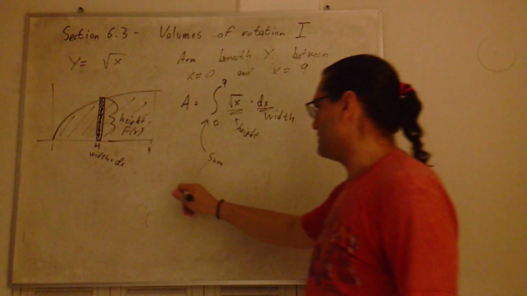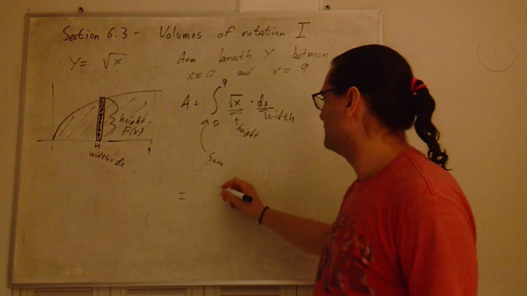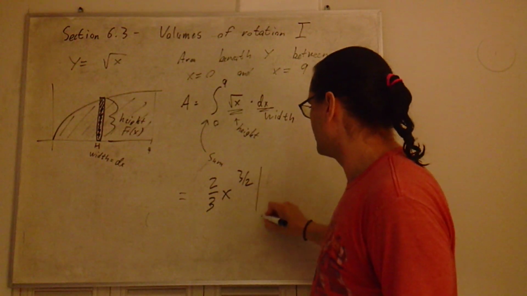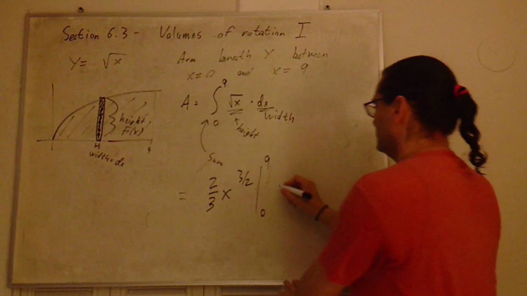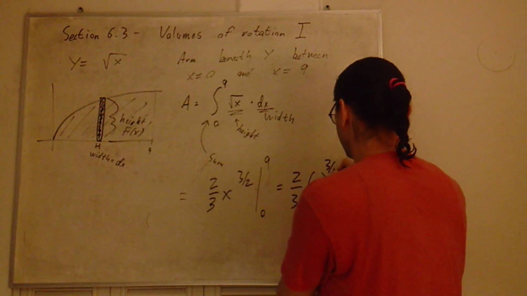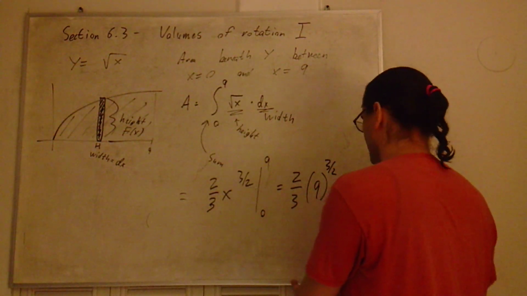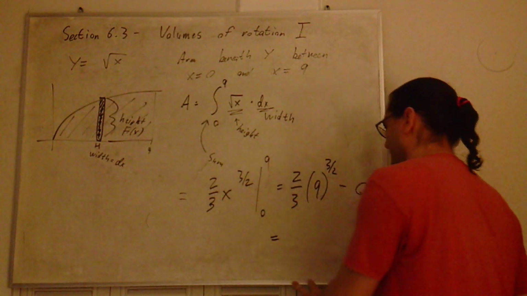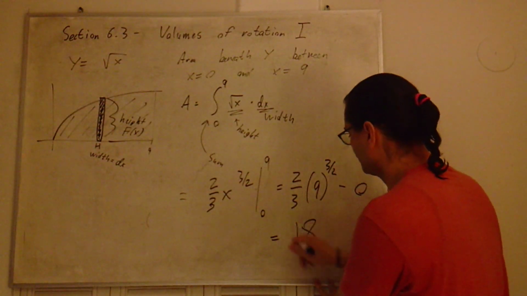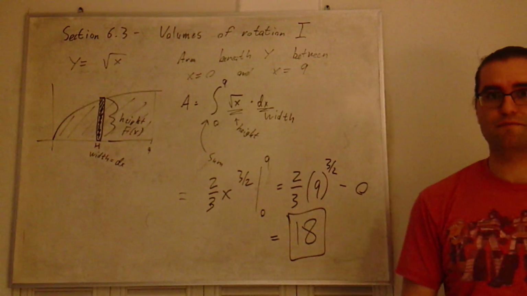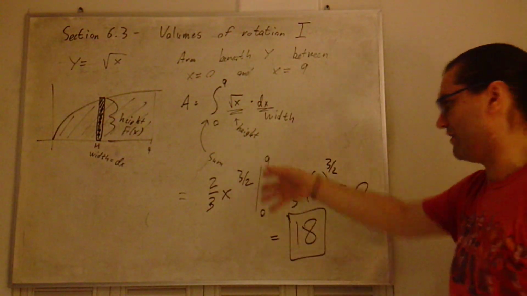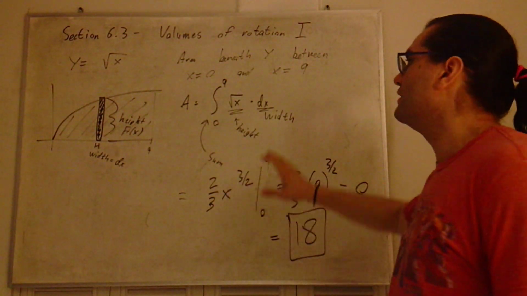And then if you actually want to do the math on it, the math is pretty simple. This is 2/3 x to the 3/2, evaluated at 0 and 9, which is 2/3 of 9 to the 3/2 minus 0, which is 9 to the 3/2 should be 27, so this should be 18. 18 is the area. Once you get this thing set up, we all know how to actually take the integral and evaluate the integral. That's the easy part.